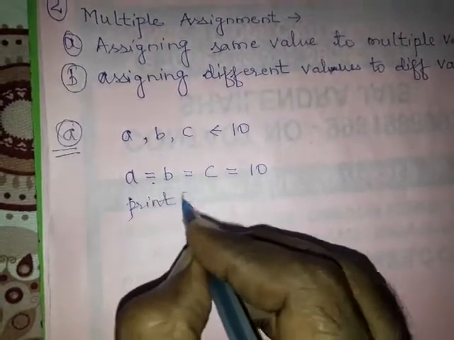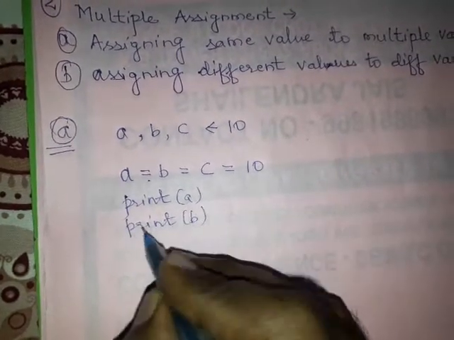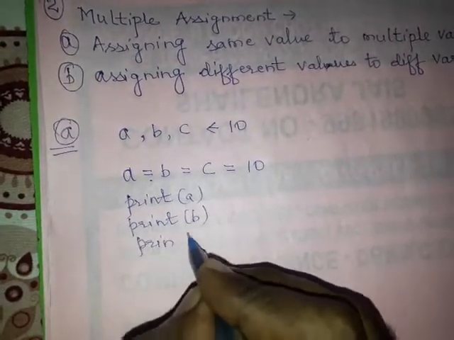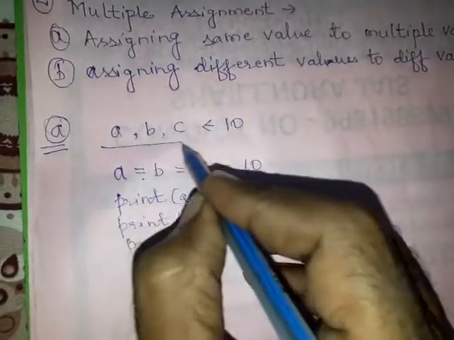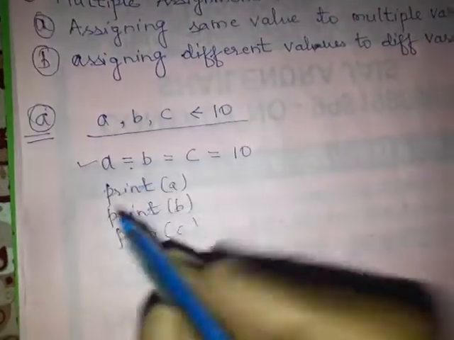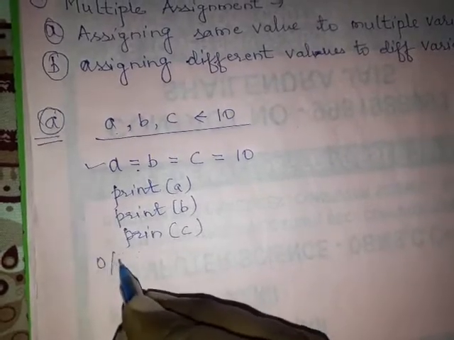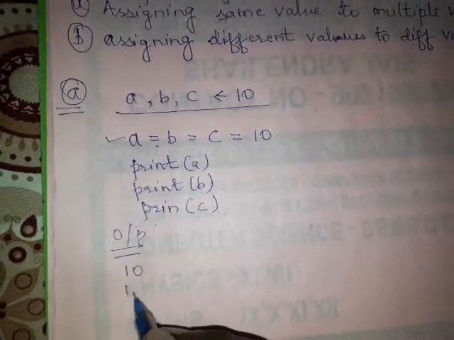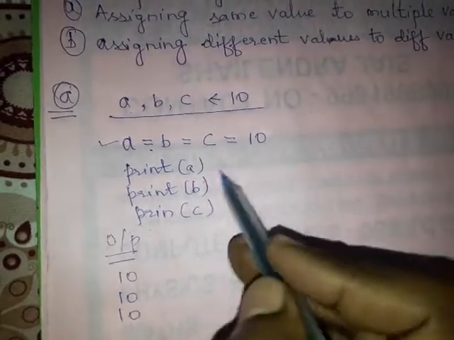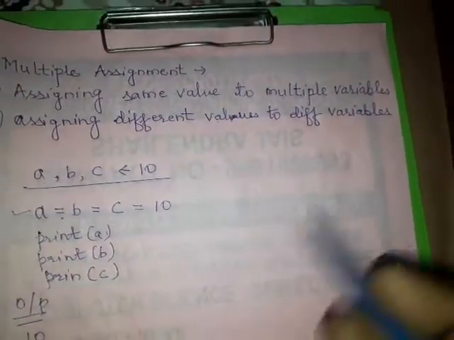And if you write print A, print B and print C. This is not part of the program, the program starts from here. When you write all these four statements in script mode, this will give output as 10 10 10, because all these three variables have the same value. So this is our first case, assigning same value to multiple variables.